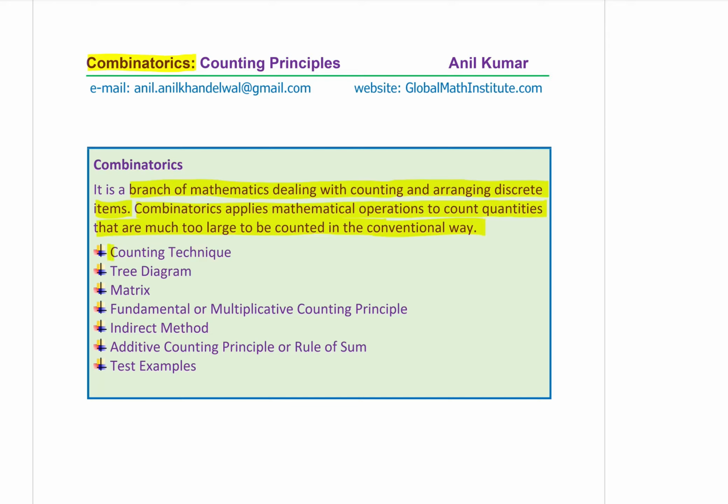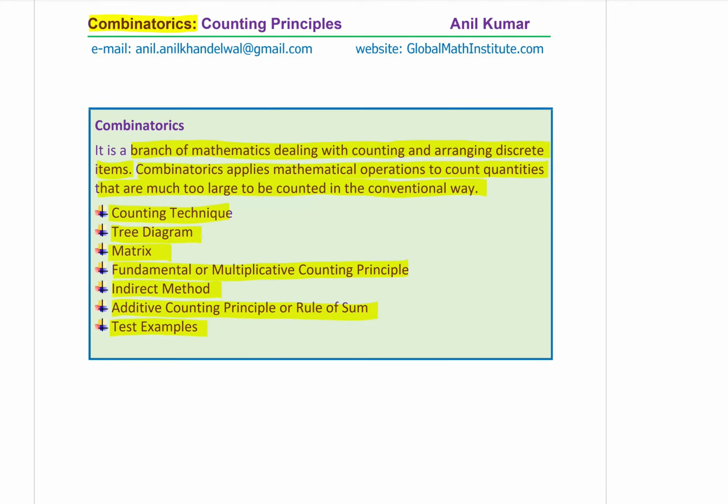So we look into different counting techniques. Tree diagrams are very easy to use. We could use a matrix also. But we'll go through some rules which will help us do this counting much more easily. We look into the fundamental or multiplicative counting principle, indirect methods of counting, additive counting principles or the rule of sum, and then some combinations of these with the help of test examples. So let's begin with the basics.